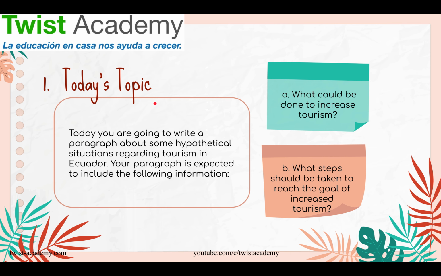First, today's topic. Today you're going to write a paragraph about some hypothetical situations regarding tourism in Ecuador. Your paragraph is expected to include the following information. A. What could be done to increase tourism? And B. What steps should be taken to reach the goal of increased tourism?